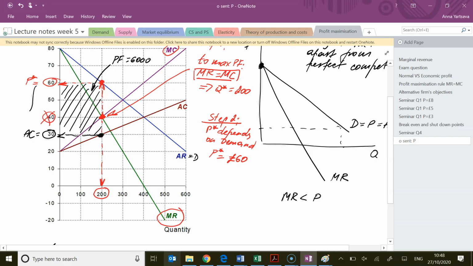Because it's the difference between price and cost per unit, so this is our profit per unit. It costs you 30 pounds to produce each item, you sell them at 60 pounds, which means that you make 30 pounds profit per each unit times 200 units. Multiply vertical distance by horizontal distance, you get the rectangle. So this is your profit, and this is the maximum profit in our scenario because we've started from the MC equals MR rule. Okay? Any questions?